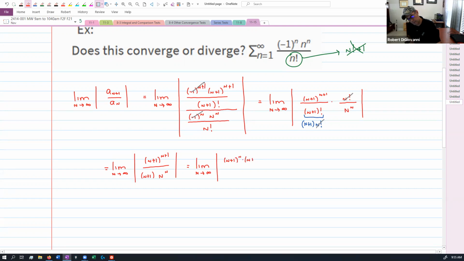Can I do this on top? I can do that, right? And n plus 1 to the n plus 1 is the same as n plus 1 to the n times n plus 1. And so then I can cancel out the n plus 1s. And then both of these are raised to the n, aren't they? This is the same as n plus 1 over n all to the n.